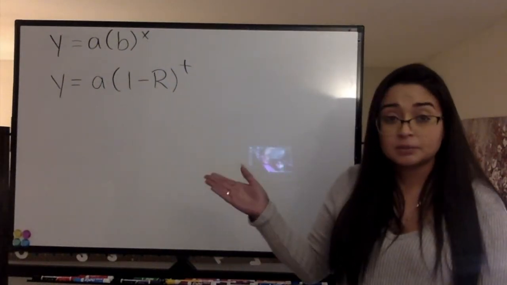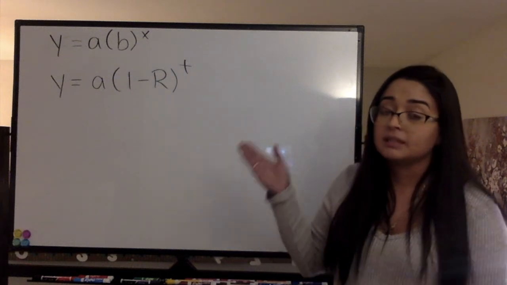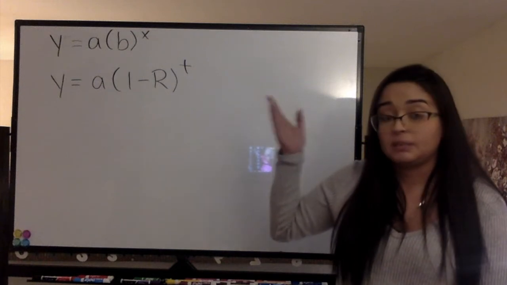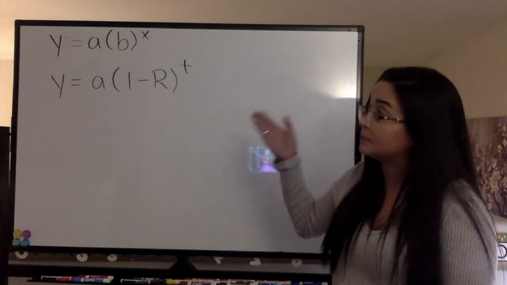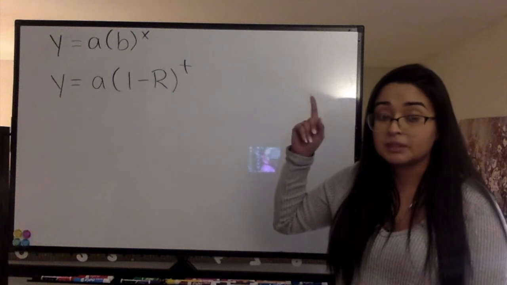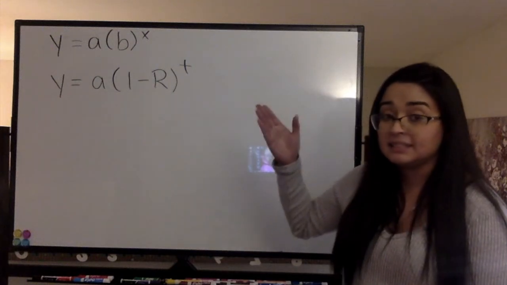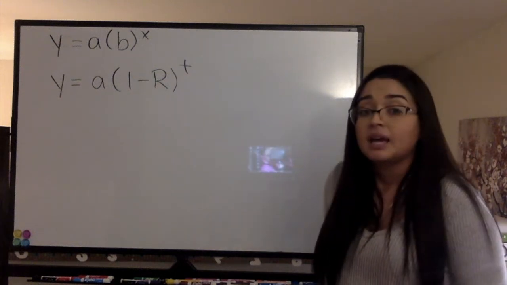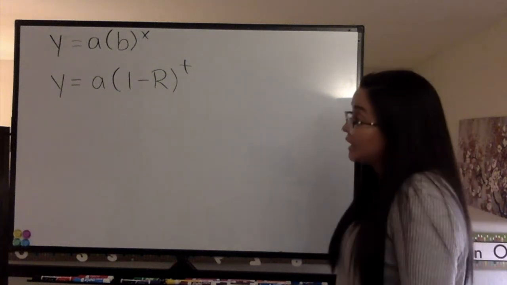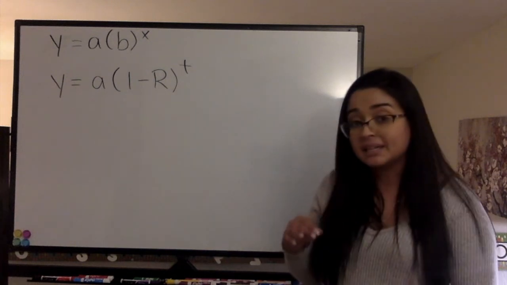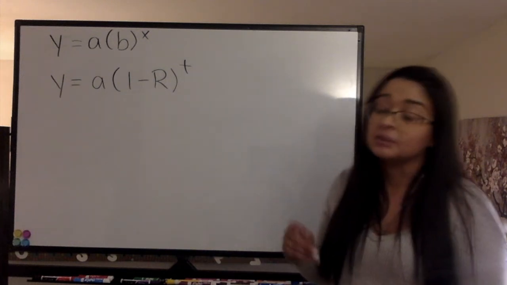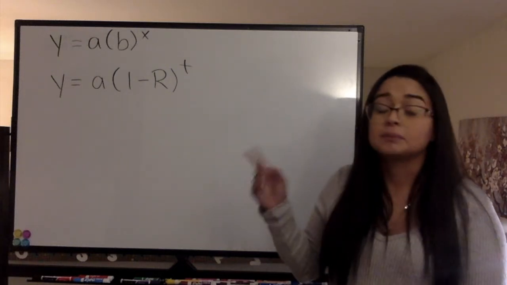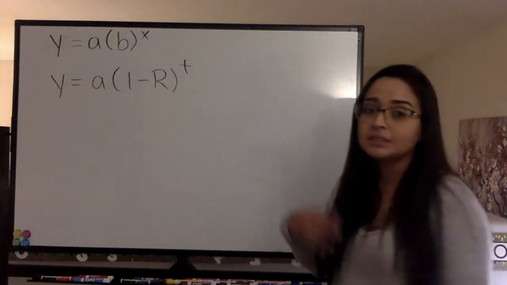So, like I've mentioned before, when dealing with exponential growth and decay, the main formula would be y equals a times b with an exponent of x. In this case, since we're dealing with rate, we're going to plug it in like this. Y is equal to a times 1 minus r, because we're dealing with decay, times exponent of t, which represents time. Okay, so let's plug in our numbers.